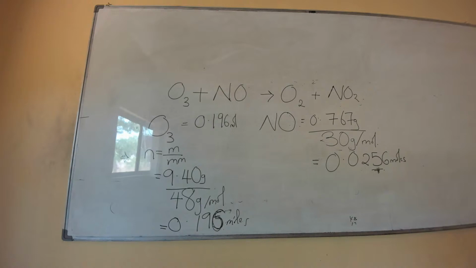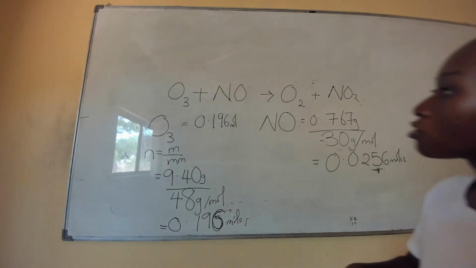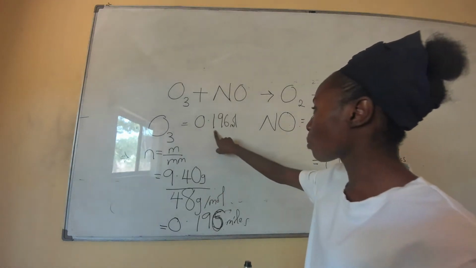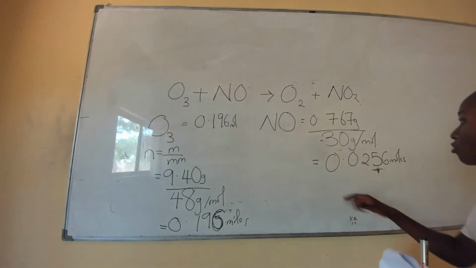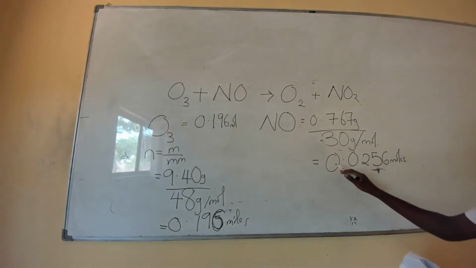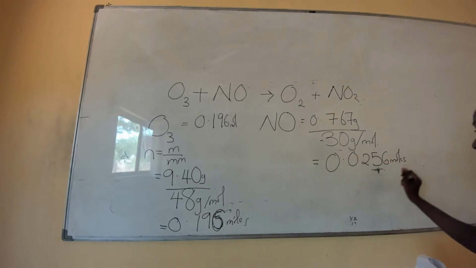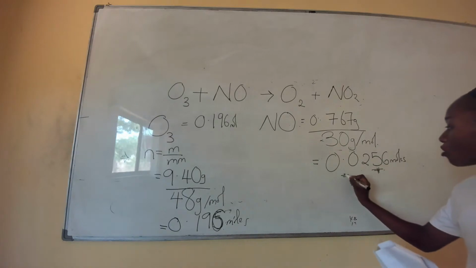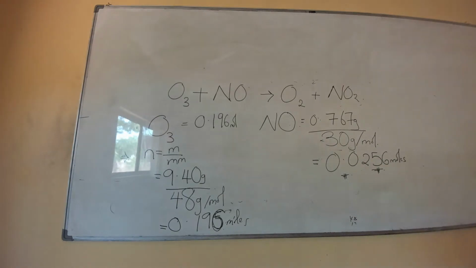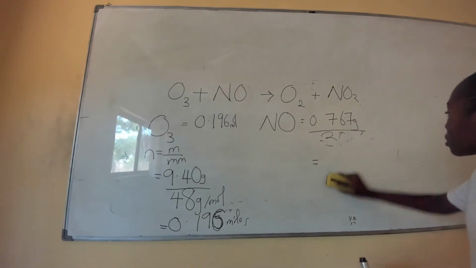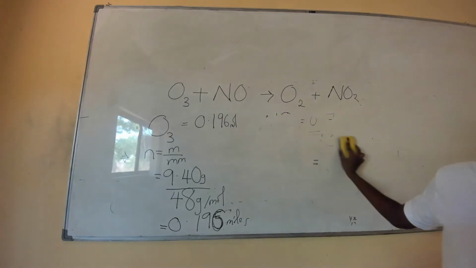So we have the number of moles of both reactants. We have the number of moles of ozone, which is our first reactant, as 0.196, and then we have the number of moles of NO, which is nitrogen monoxide, as 0.0256. And from here, we can tell which one is our limiting reactant, which is NO, because NO has got the least number of moles. Therefore, NO is our limiting reactant. So we've answered the first part of the question by finding the limiting reactant. So we can now go to the second part of the question.